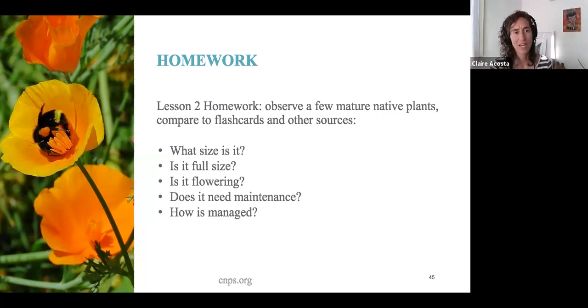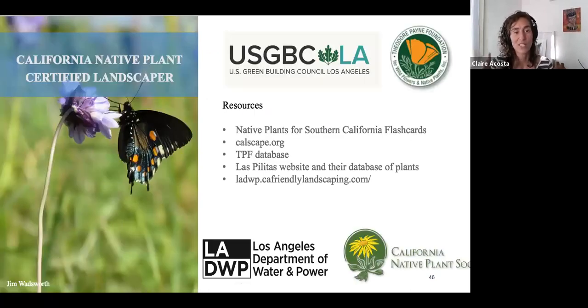So pick one and look at the different resources. Here you have native plants for Southern California, your flashcards. Calscape.org is a great resource. It will tell you size, maintenance, tips, everything on it. The Theodore Payne database has all of these plants. Las Pilitas website is great. It really has a lot of explanation, kind of experiential knowledge there. Like it'll tell you, oh, we had problems with it here in this low drain. LADWP also has CaliforniaFriendlyLandscaping.com, or any other resources you want to use. If you have a book or something, that's fine too.